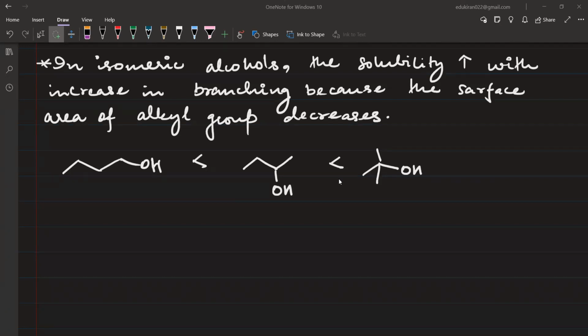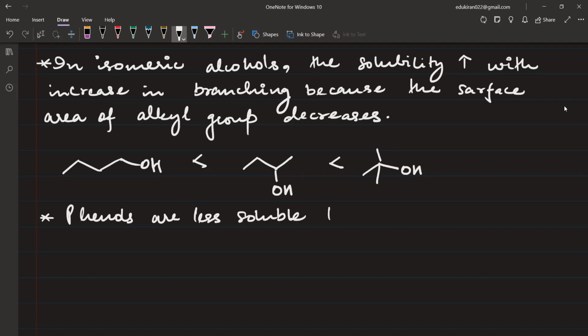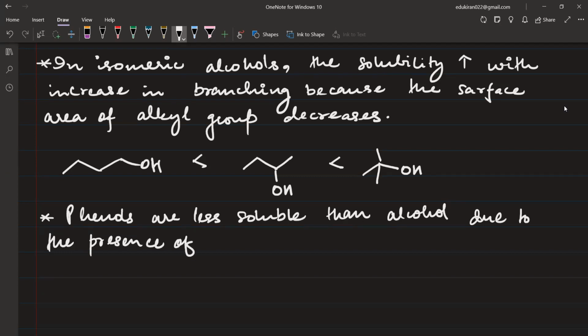ठीक है, अब देखिए राइट नेक्स्ट पार्ट, इसी में सॉल्युबिलिटी में ही phenols are less soluble than alcohol. Less soluble than alcohol due to the presence of bulky benzene ring. Due to the presence of benzene ring. Okay, bulky benzene.